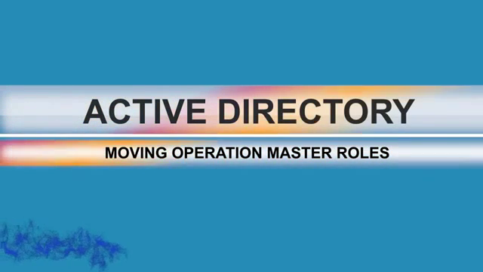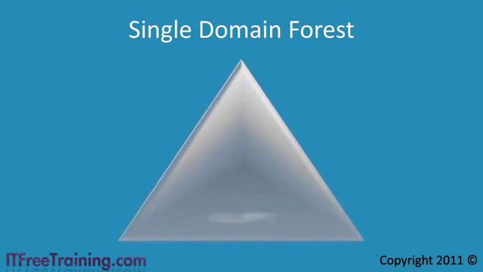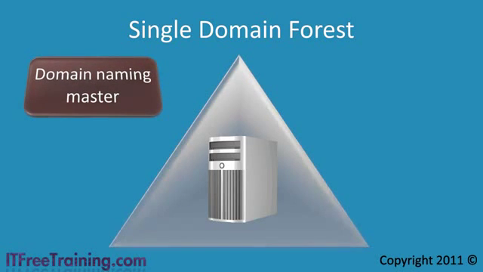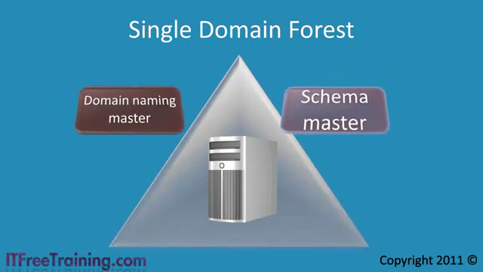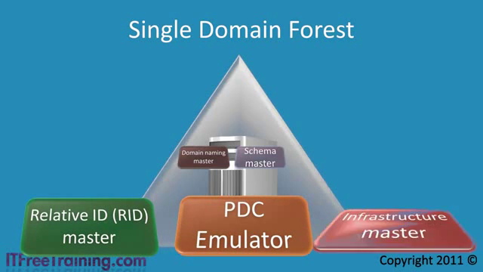In this free video from IT Free Training, I will look at moving operational master roles around in Active Directory. To start with, let's start with the most basic setup, and that is one domain controller in one domain in one forest. When you install your first domain controller in a new forest, all 5 roles will be on that first domain controller. Just to recap, at the forest level, there are the 2 operational master roles, Domain Naming Master and Schema Master. At the domain level, you have 3 roles, which are the RID Master, PDC Emulator, and Infrastructure Master.